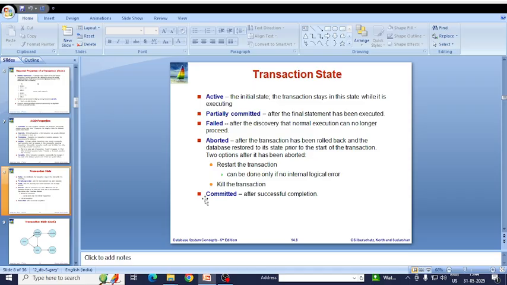The last state of the transaction is committed. The transaction goes to the committed state after the successful completion of its execution and update in the database.